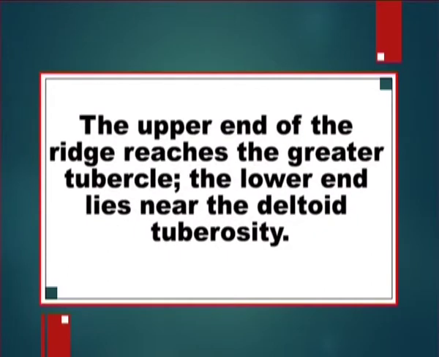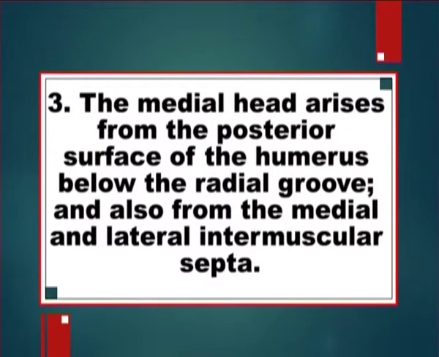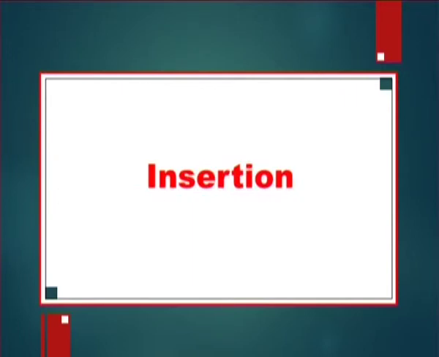The upper end of the ridge reaches the greater tubercle. The lower end lies near the deltoid tuberosity. The medial head arises from the posterior surface of the humerus below the radial groove and also from the medial and lateral intramuscular septa. Insertion. The muscle is inserted into the posterior part of the superior surface of the olecranon process of the ulna.